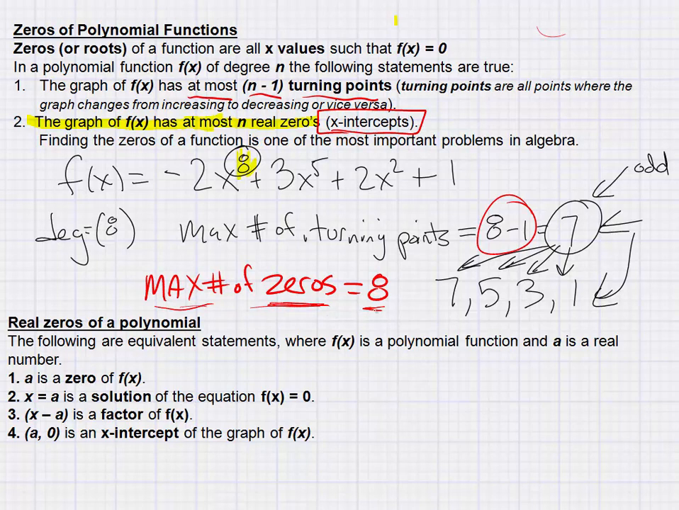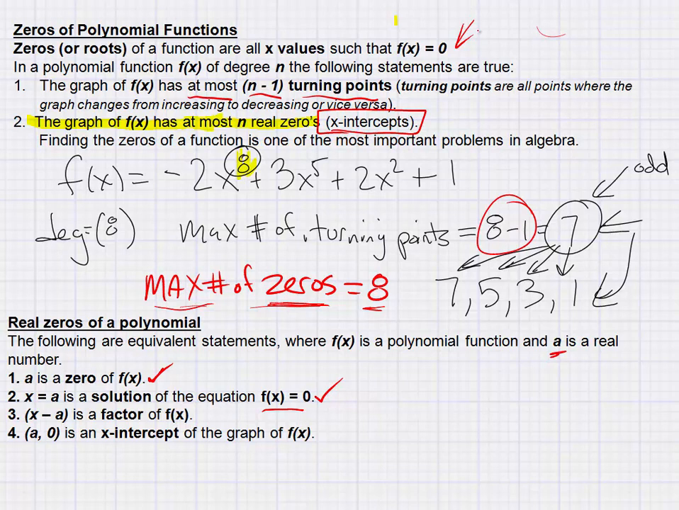And that's what leads us to the next thing. When you talk about zeros of a polynomial, if a is a 0 of some function, then there are 3 other things that are also equivalent statements. One is that x equals a is a solution to the equation f of x equals 0, which we've already talked about. That's the definition of what a 0 is.